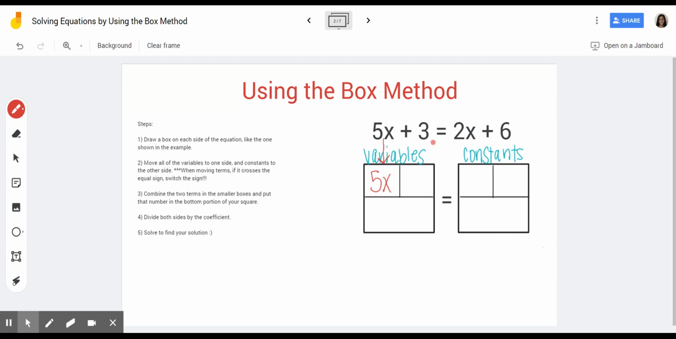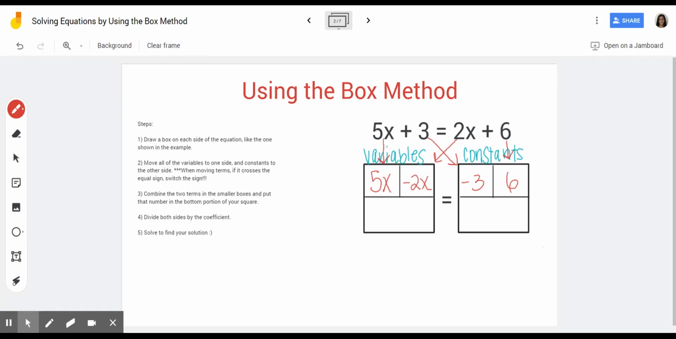3 does not have a variable. It does not have a letter, so it's going to come to the opposite side. And because it switched sides, it's also going to switch signs. 2x has a variable, and because it crossed to the opposite side, it's going to switch signs. So that will become a negative 2x. And then we have positive 6, which drops down because that is a constant. Okay, so that was step 2.